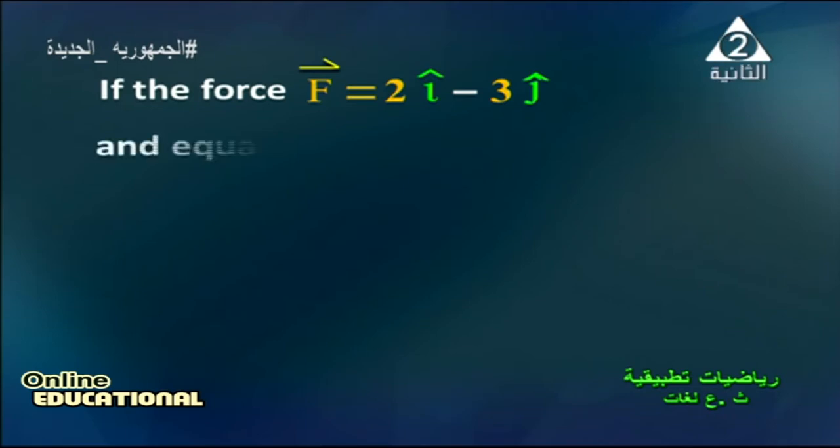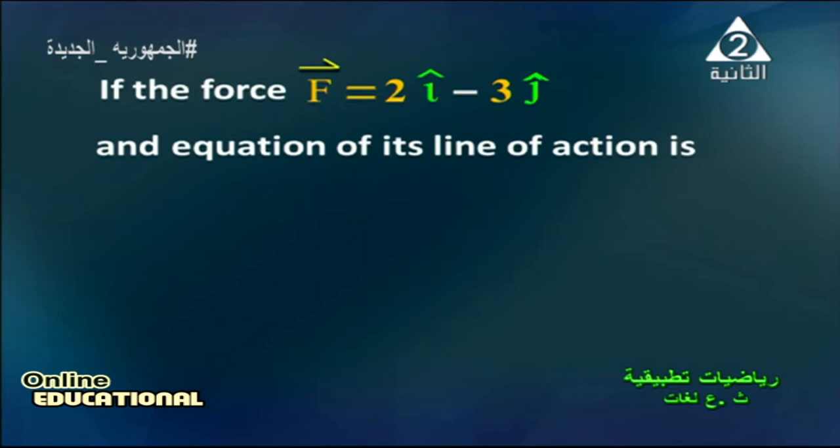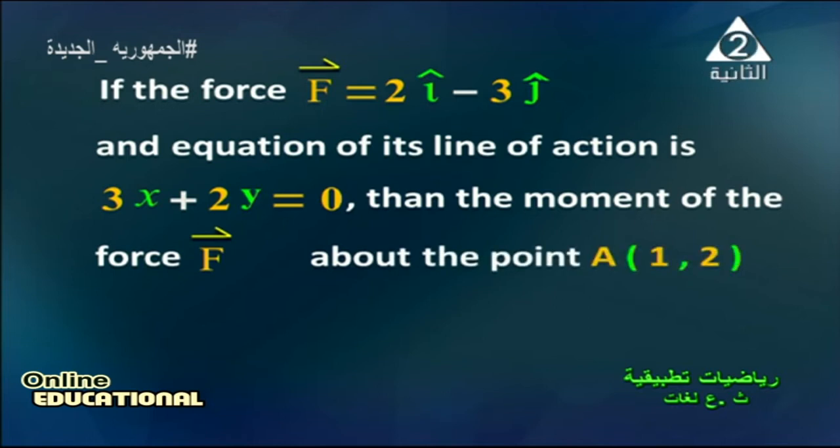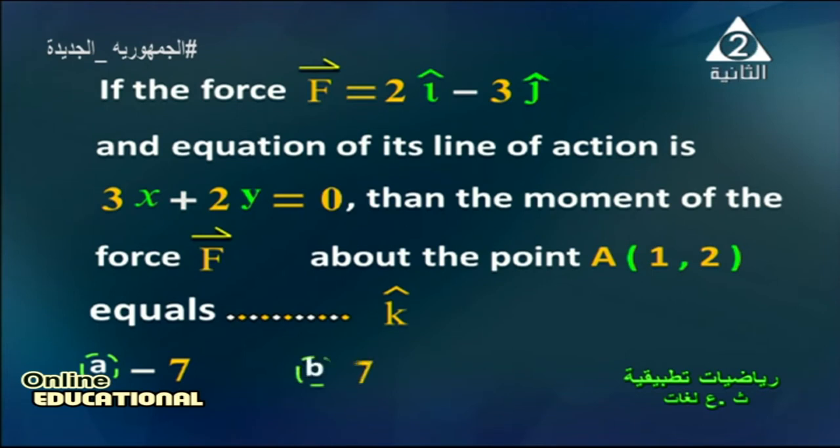If the force F equals 2i minus 3j and the equation of its line of action is 3x plus 2y equals 0, then the moment of the force F about the point A (1, 2) equals negative 7k, or 7k, or negative 1k, or 1k.